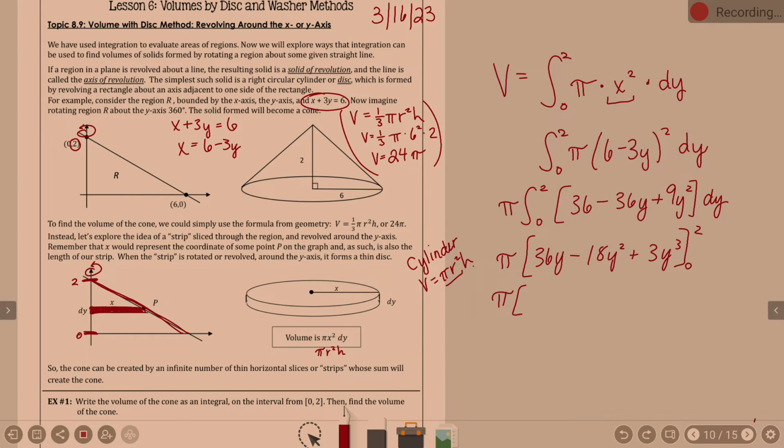36 times 2, 72. 2 squared is 4. 4 times 18 is also going to be 72. 2 to the third is 8. Times 3 is 24. And then what happens when I plug in 0? We get nothing. What do we end up with here?